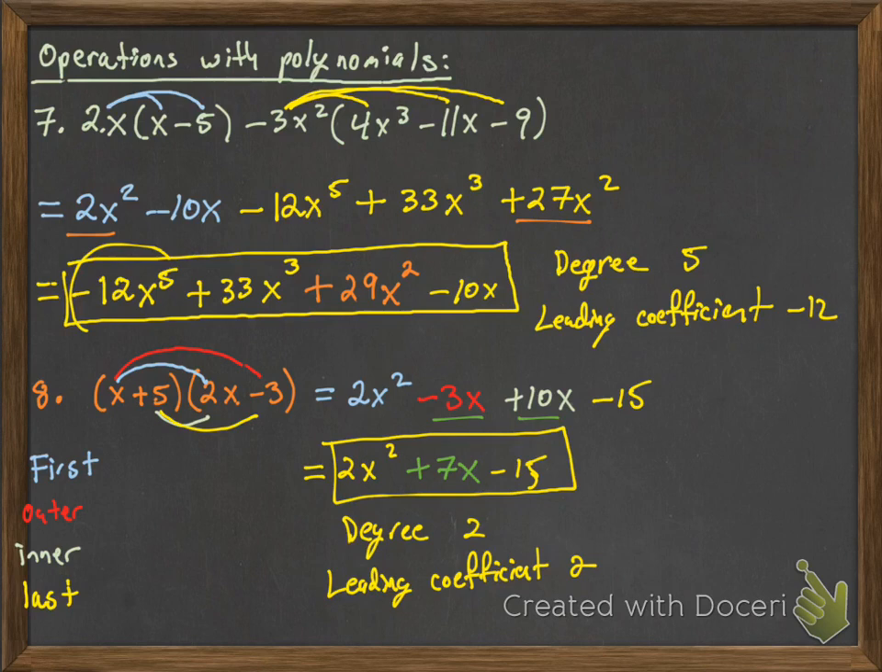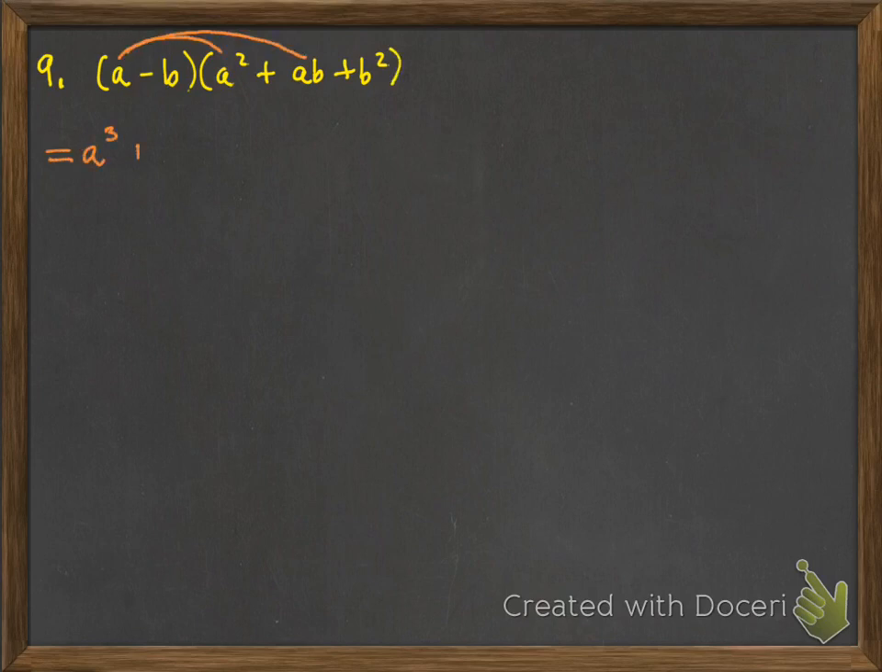Okay, we're going to move on, and we're going to do 2 more examples of multiplying. This time it'll be a binomial times a trinomial, and then we'll go ahead and do an application. So a minus b quantity times a squared plus ab plus b squared. And then you'll go ahead and distribute that a all the way through.